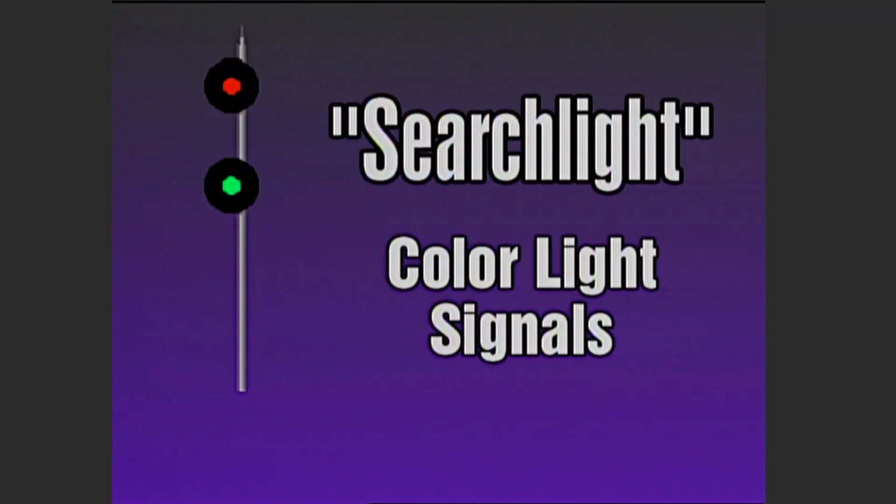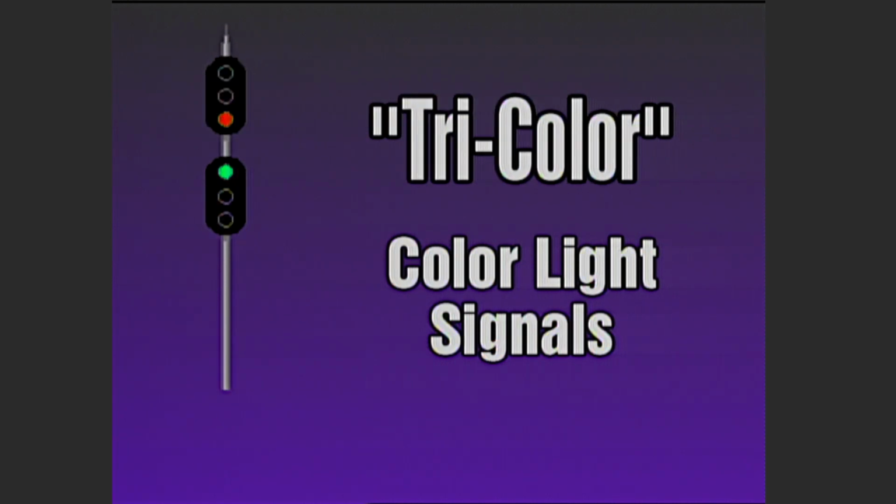This first type of signal is a searchlight signal. It can display all 3 colors, red, yellow, and green, from a single head. This is a tricolor signal, so named because there may be as many as 3 lights in each head, one for each color. If a signal does not have to display all 3 colors on a particular head, there may not be 3 lights in that head.